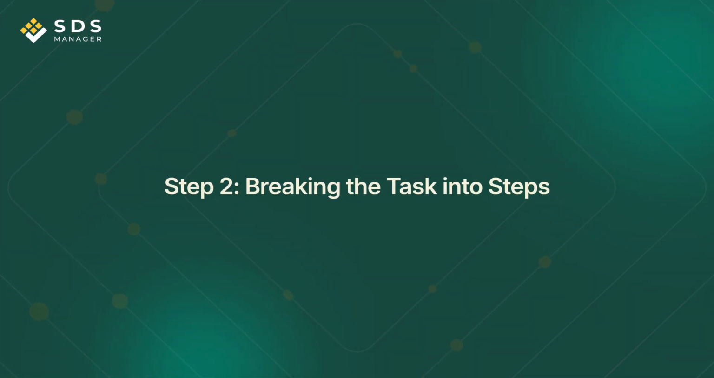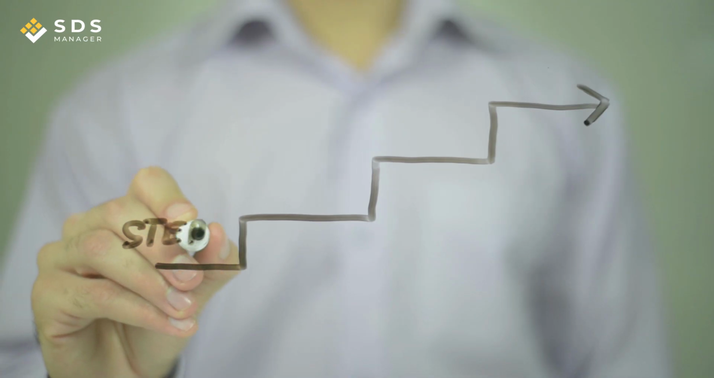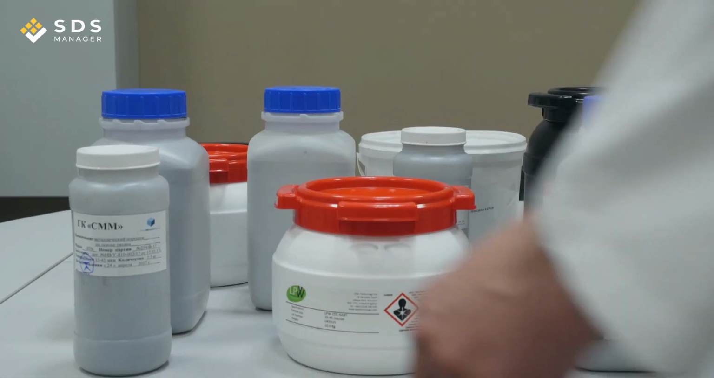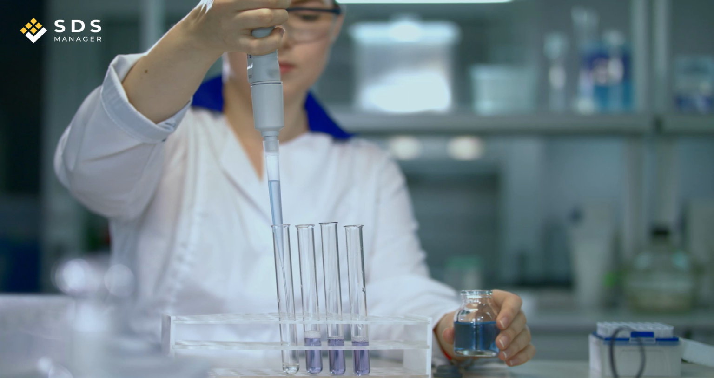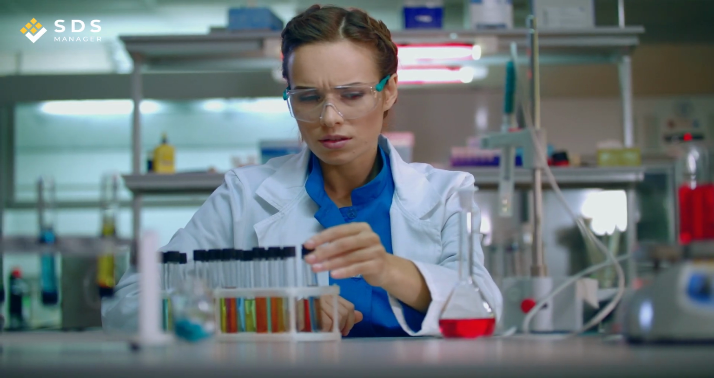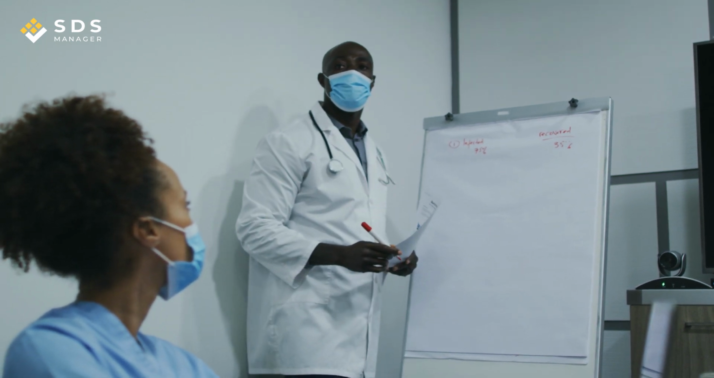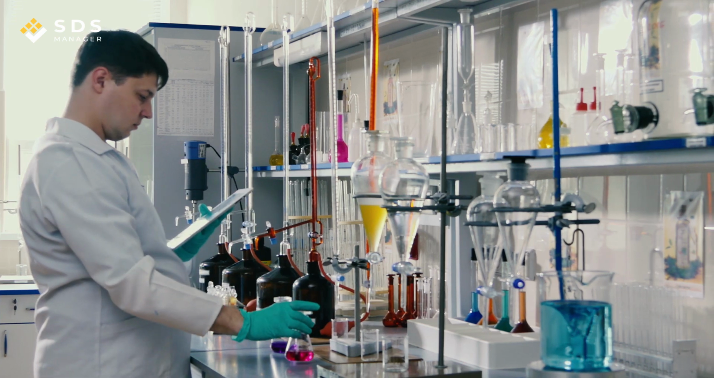Step 2. Breaking the task into steps. Once the task is selected, it should be broken down into individual steps in the order they occur. For example, transferring a chemical might include locating the container, opening it, connecting equipment, moving the liquid, and then closing and storing the container again. Breaking the job into smaller steps allows hazards to be identified more accurately, since risks can vary throughout the process.